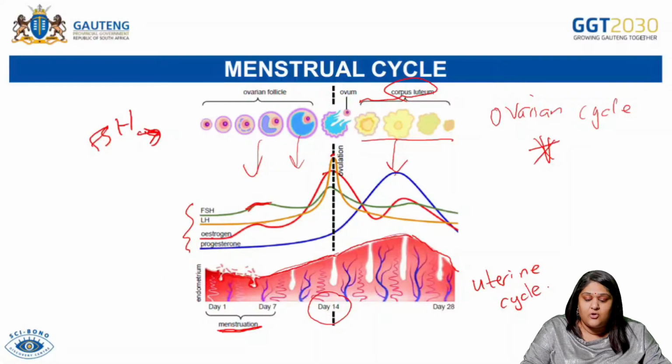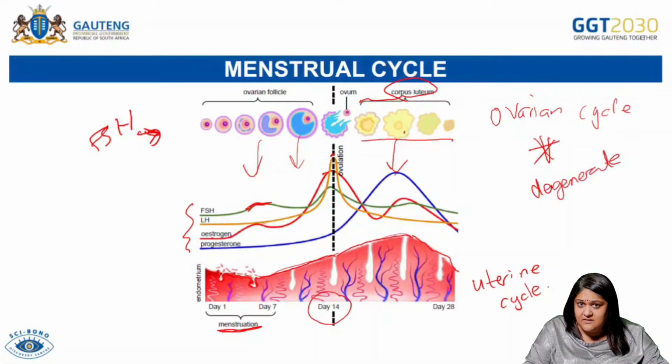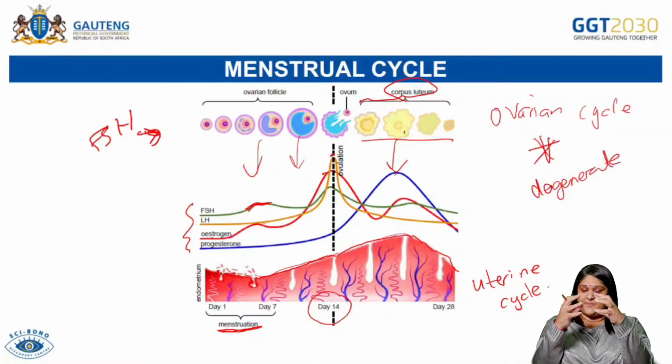That is when the corpus luteum is now going to start shrinking. It's going to start degenerating. We talk about degenerating. We talk about disintegrating. We talk about shrinking. We don't talk about dying. Okay, the corpus luteum does not die, we say that it degenerates or disintegrates. And when it is doing that, it's going to become smaller.